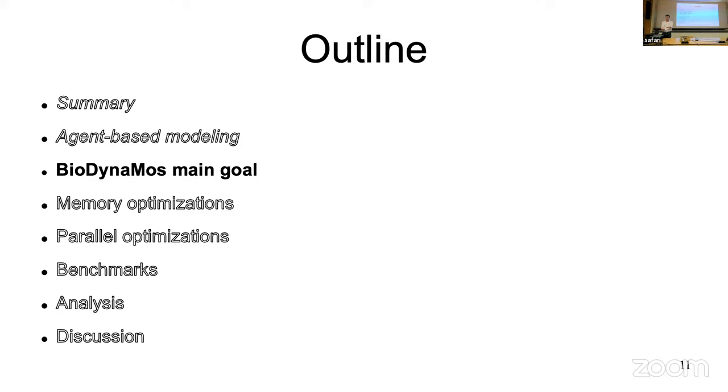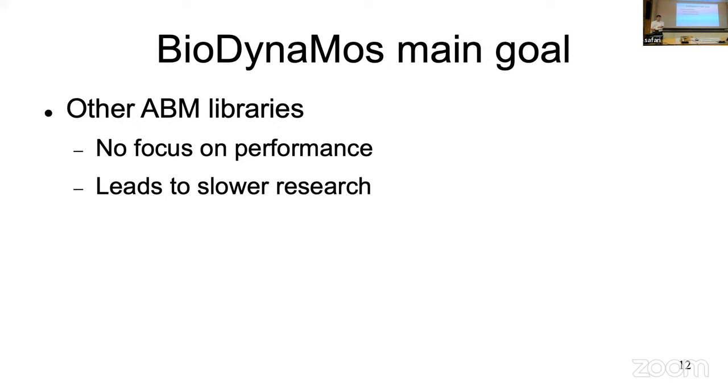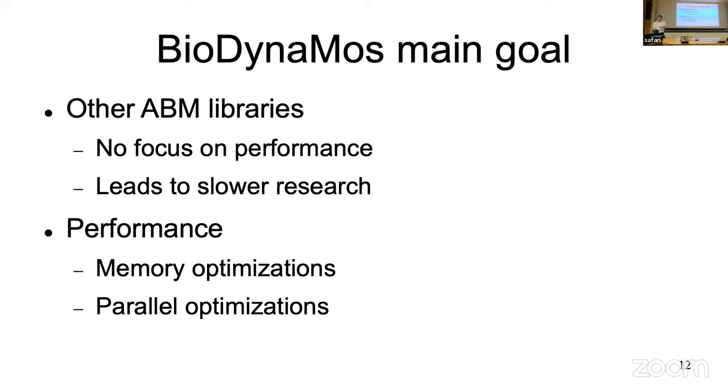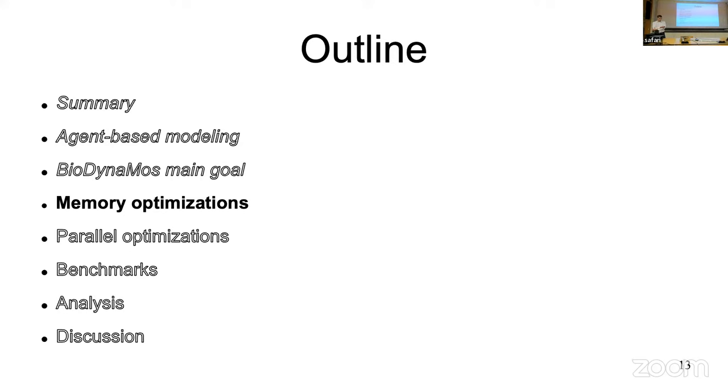If we compare libraries that are out there for agent-based modeling, there is not a big focus on performance. And this, in turn, limits the research capabilities of researchers and leads to slower research. So the main goal is to increase the performance. This is done by looking at the memory optimizations that can be done and also the parallel optimizations. We will start with the memory optimizations.